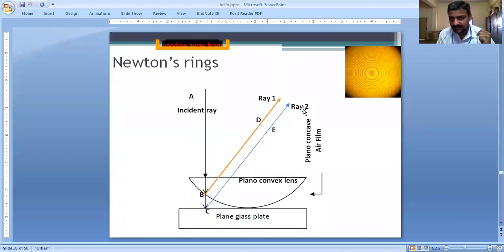What about intensity? Somebody is asking. See, the points B and C are pretty close to each other, pretty close. Why? Because I said the lens is having large radius of curvature. Large radius of curvature means it's almost flat. You won't see this much curvature. It's an exaggeration. Almost it's looking like a plain glass plate with a large radius of curvature, right?